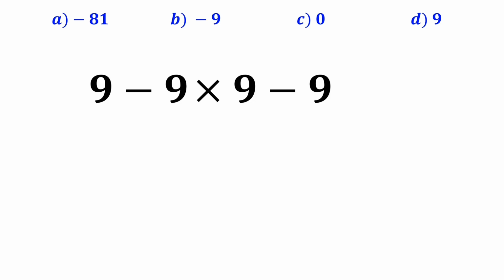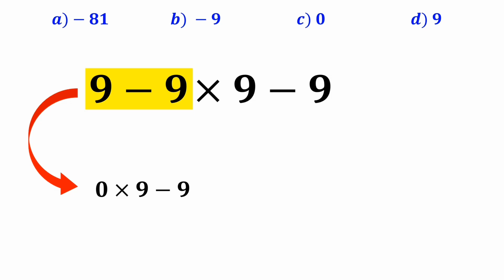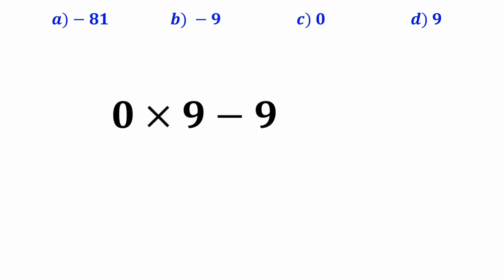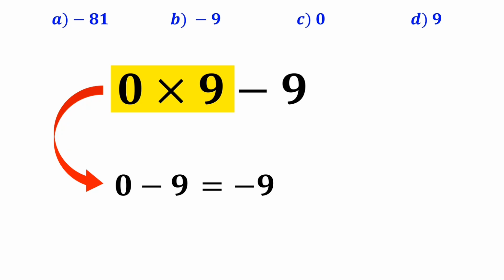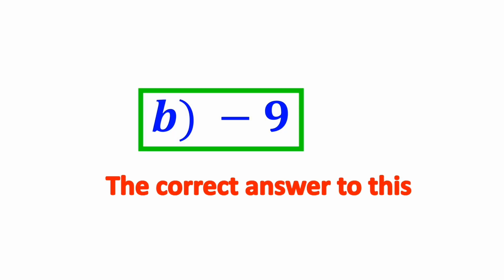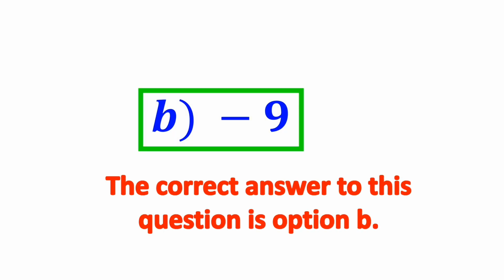Most of the time, people will start solving this problem by doing 9 minus 9 first, which I have highlighted in yellow. And they write this expression as 0 times 9 minus 9. In the next step, they go for 0 times 9 and say that this simplifies to 0 minus 9. And finally, the answer becomes negative 9. Then, without any hesitation, they say the correct answer to this question is option B. While this answer is absolutely wrong.